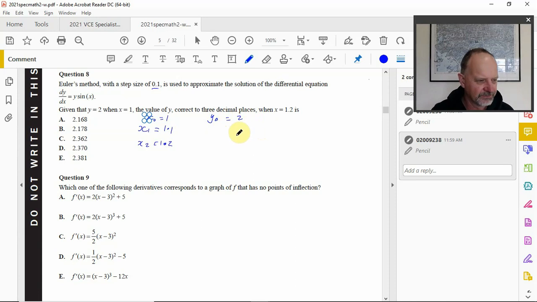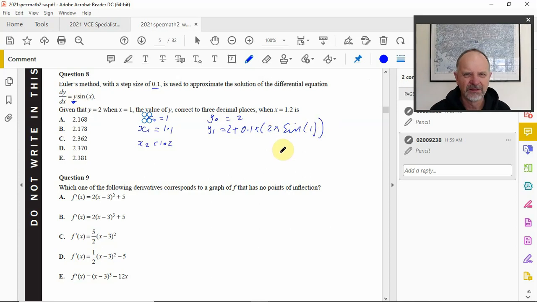All right, Euler says then that the next y1 would be this 2 plus the step size times the derivative, times 2 sine of 1. Now, where does the 2 come from? So that's y there, y naught. The 2 sine x naught. All right, and when you get your calculator and do that, you get 2.168.